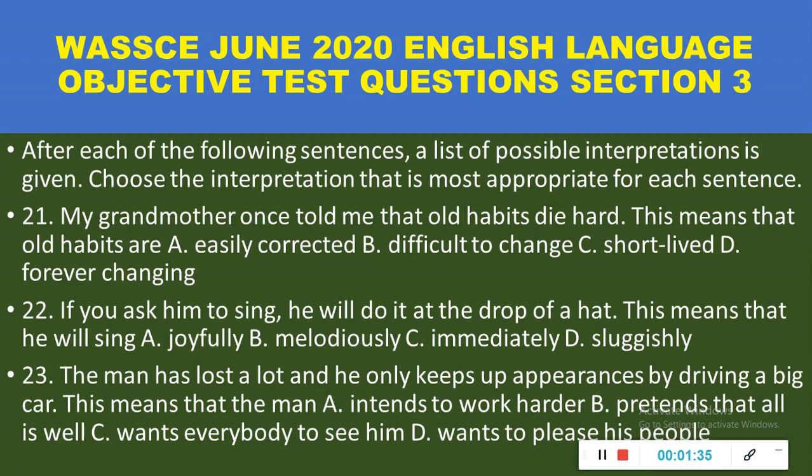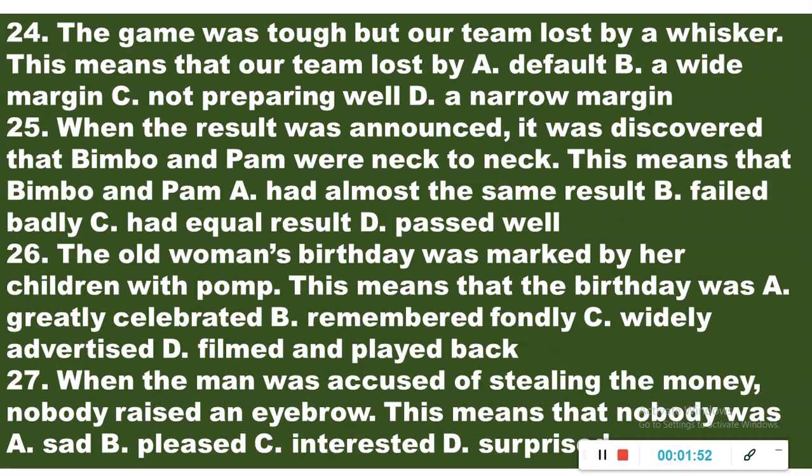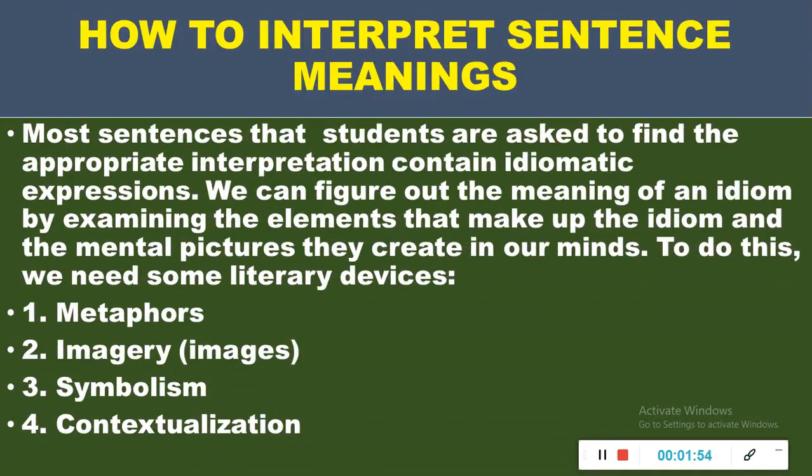Now, we shall be looking at the West African Senior School Certificate Examination of June 2020 English Language Objective Test Questions, Section 3. But before we actually start solving the questions, I will want us to look at how to interpret sentence meanings, because that is exactly what Section 3 is all about.